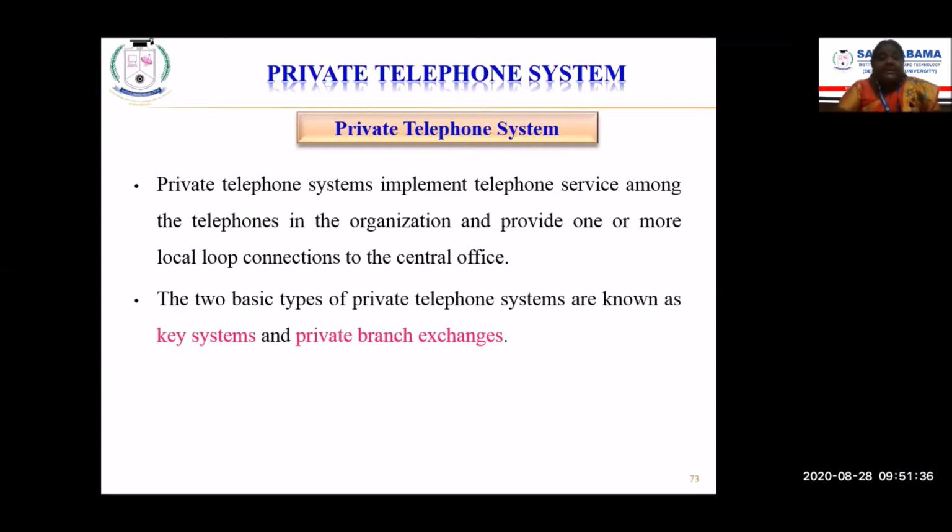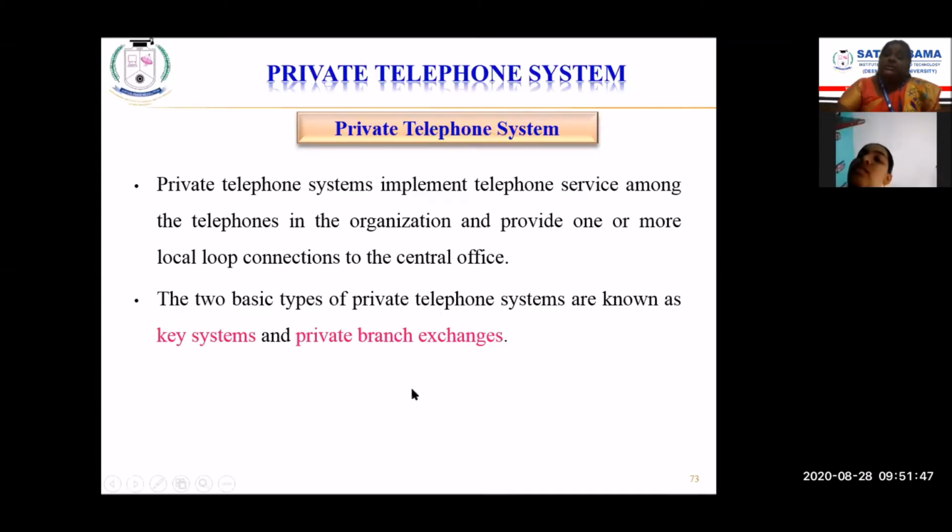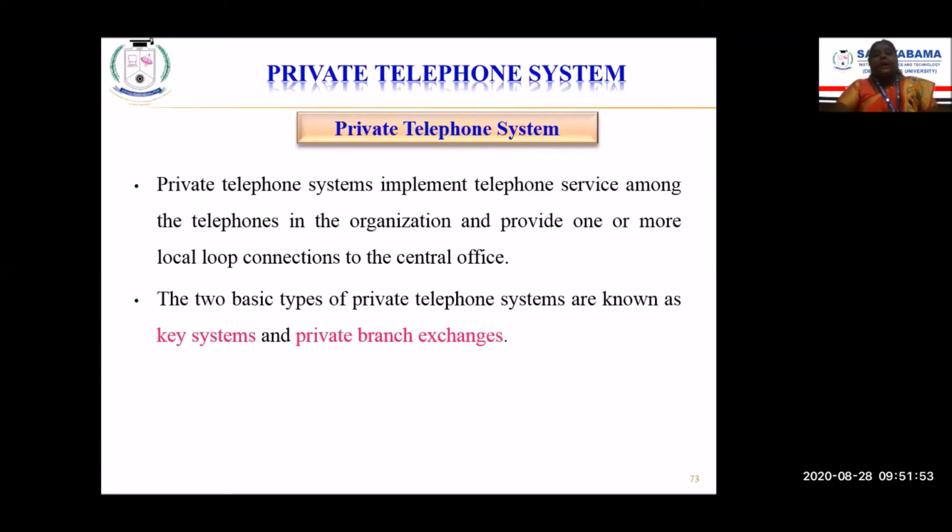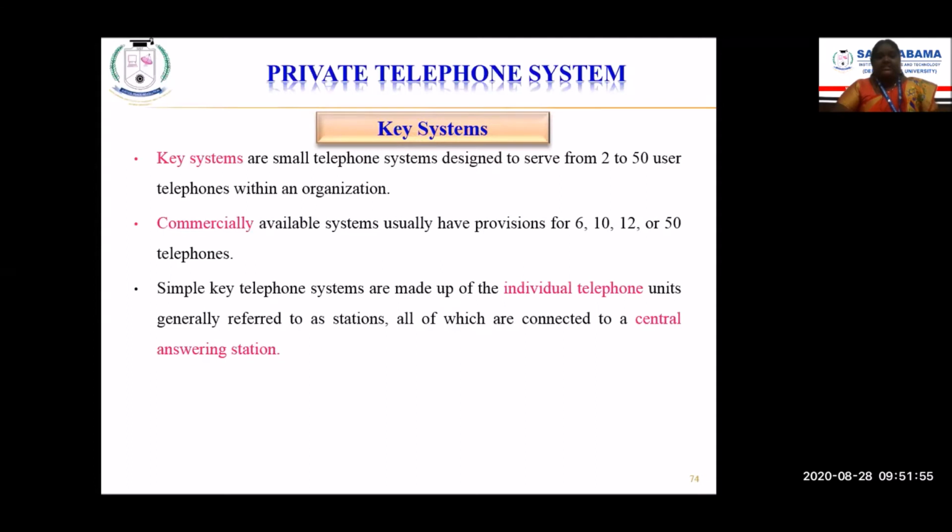So the two basic private telephone systems are known as key systems and private branch exchanges. These are the two basic types of private telephone systems. Now let us see in detail what is meant by key systems and what is meant by private branch exchanges. First, let us see what is meant by key systems.